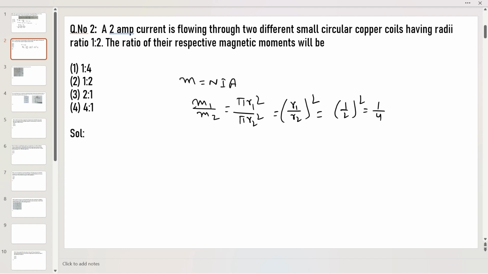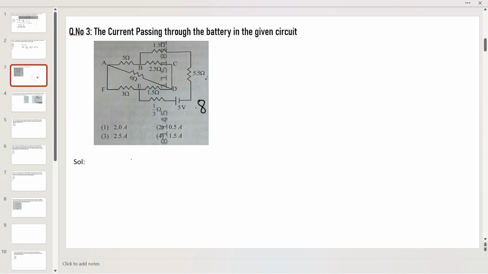Now I am going to the third question. I have to click the third question. If you see minutely, you will find that 5 divided by 2.5 is equal to 2, and again 3 divided by 1.5 is equal to 2. So it is a Wheatstone bridge, and the current through the 6 ohm resistance is 0.